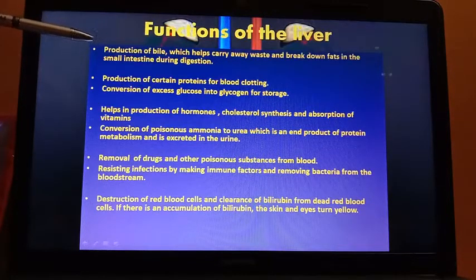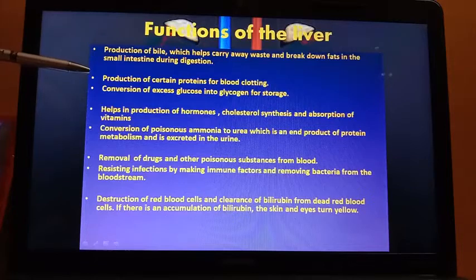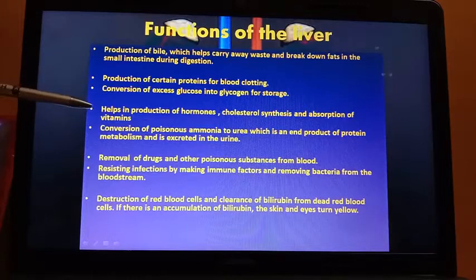First, production of bile, which helps carry away waste products and break down fats in the small intestine during digestion. Actually, from the liver, bile is secreted, temporarily stored in the gallbladder, and from which it is released to the small intestine for the easy breakdown of the fats and helps in the digestion.